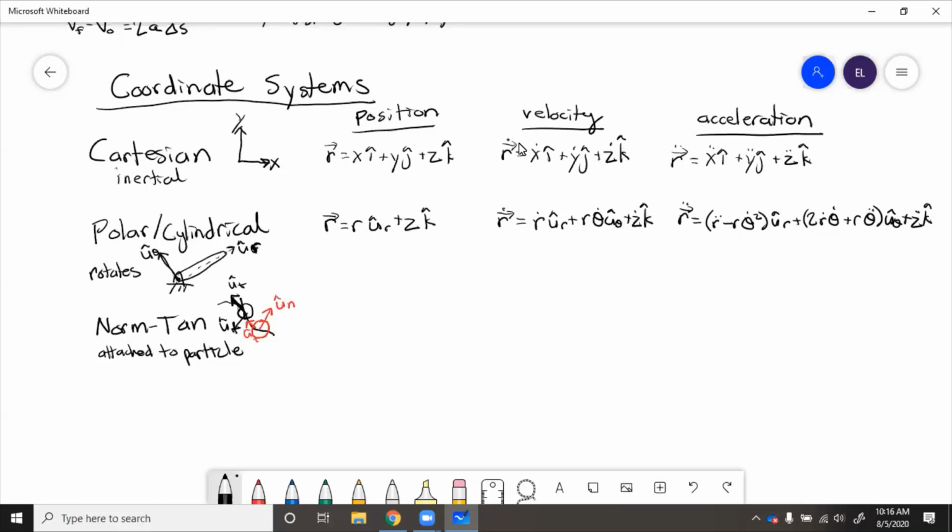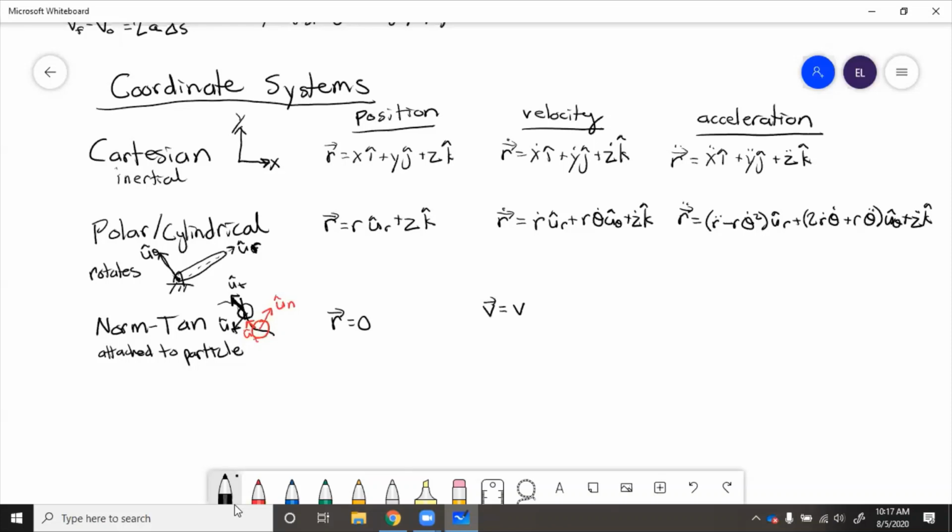And finally, for normal tangential, since this coordinate frame is attached to the particle, its position is always 0. R equals 0. So that's another reason it's confusing, because then you don't really know where the particle is. But it does have a velocity, so you can't even differentiate position to get velocity. Velocity is really, we can't say that's r dot because it's not. So this one is just v.